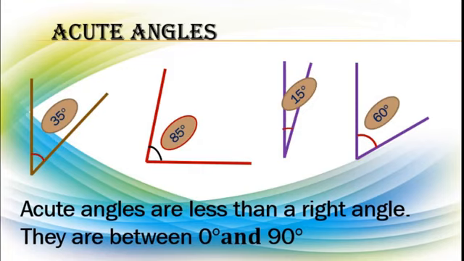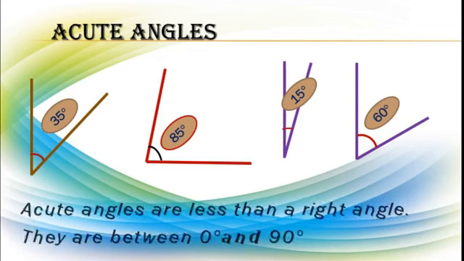Okay, now we will write like this. Acute angles are less than a right angle. Remember, less than right angle means they are acute angles, and they are between 0 degree and 90 degree. They are not equal to 0 degree and they are not equal to 90 degree, but they are between 0 degree and 90 degree.